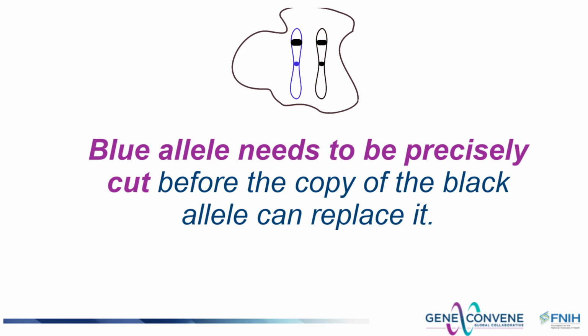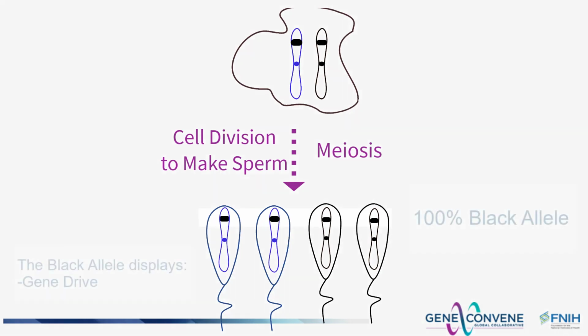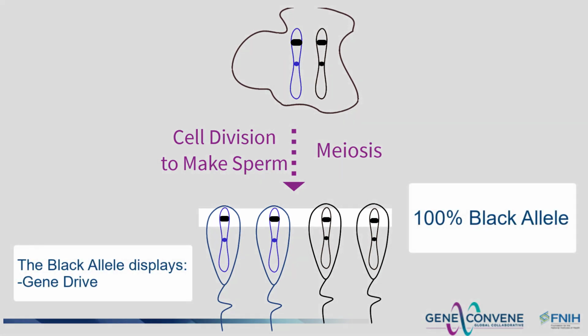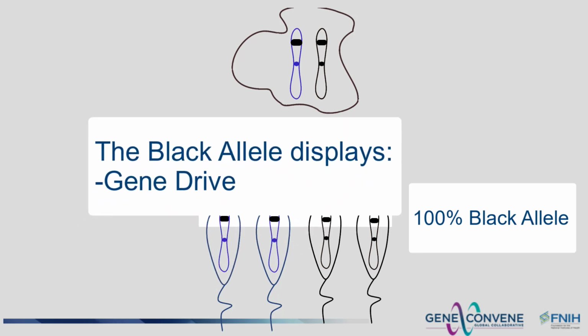Now consider the formation of sperm following this replication and insertion process. The black allele has gained a transmission advantage over the blue allele. The black allele displays drive. This is a popular paradigm being used by gene drive developers.